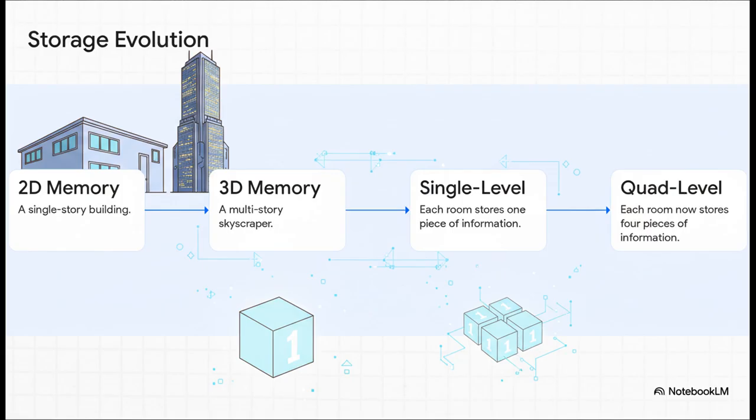So let's just trace that evolution for a second. We went from a flat, single-story building to a towering skyscraper. And then we figured out how to make every single room in that skyscraper 4 times more efficient. That powerful combination, 3D stacking and QLC, is really the engine behind the massive amounts of storage we all have in our pockets today.